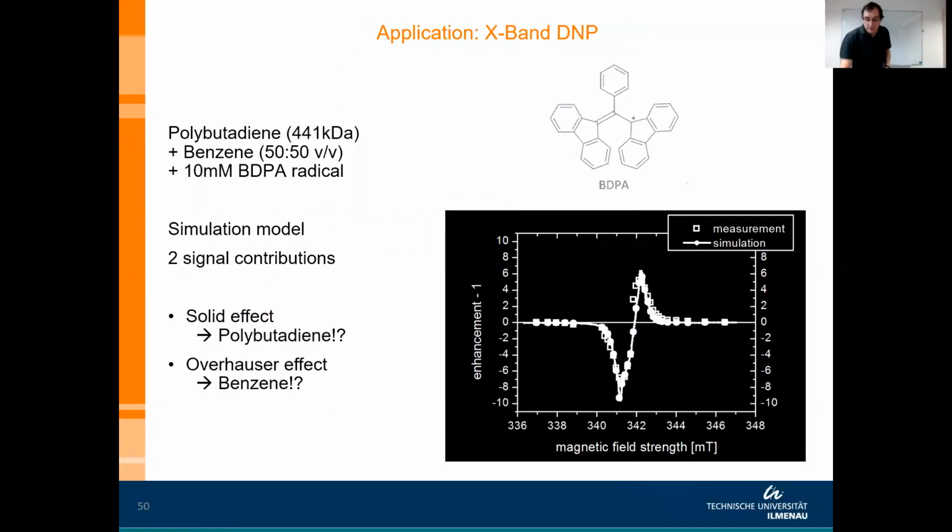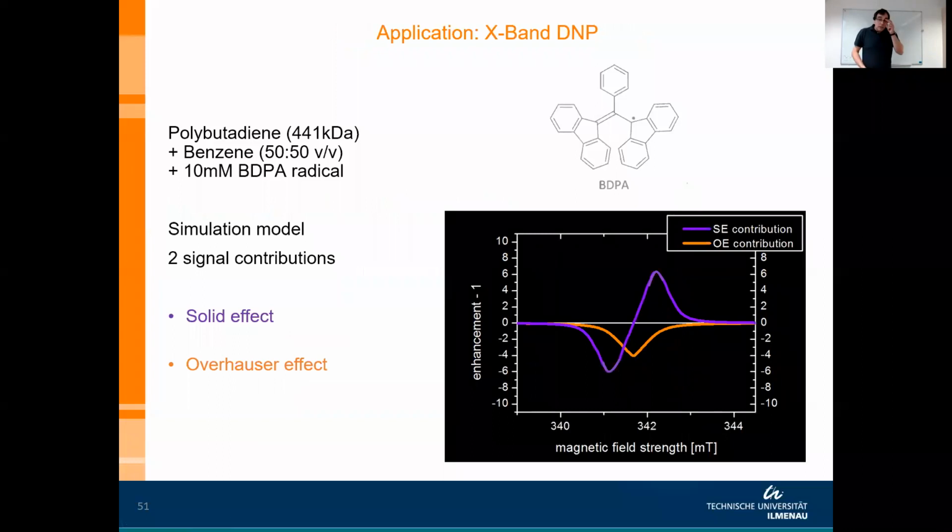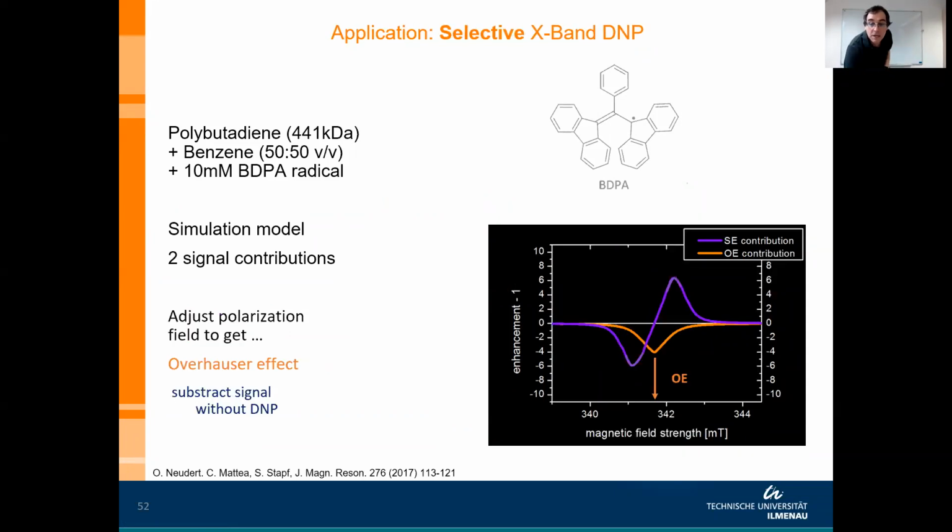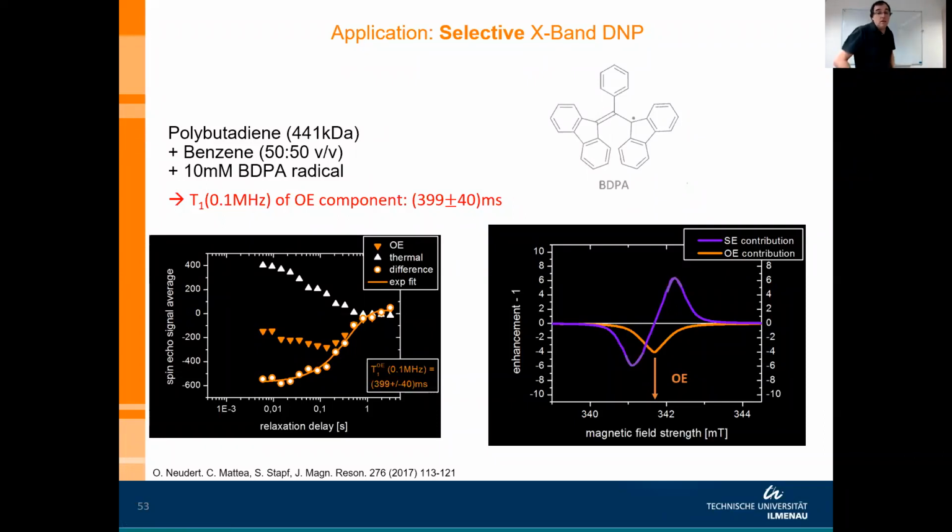Good. Then we have the system here, and you can simulate two curves describing the experimental data. One is the solid effect, and the other is the central line with the dipolar effect going to the negative enhancement. And if you subtract the two signals, you get the enhancement due to the pure Overhauser or pure solid effect.